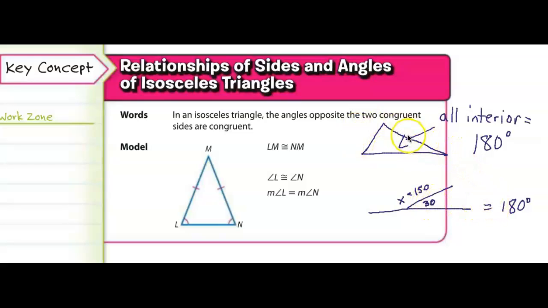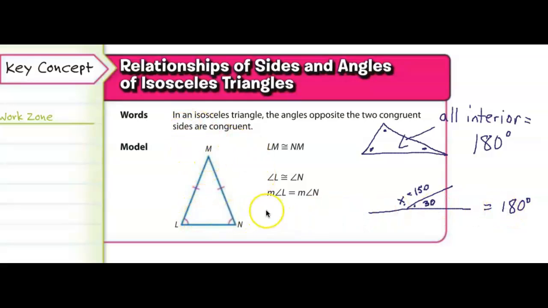So you need to remember all interior angles of a triangle equal 180 degrees, but also all straight lines equal 180 degrees as well, including the sum of any angles that put together equal a straight line.